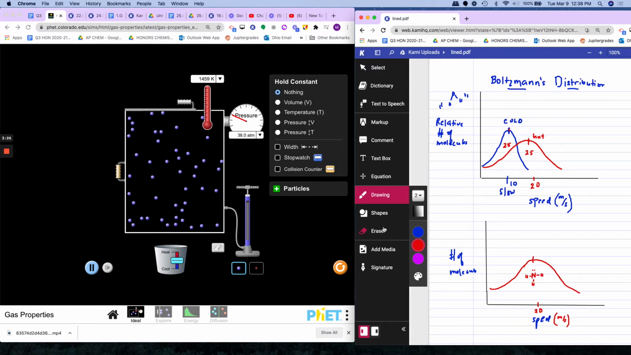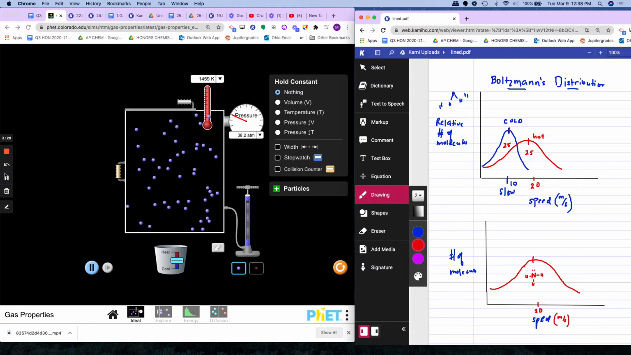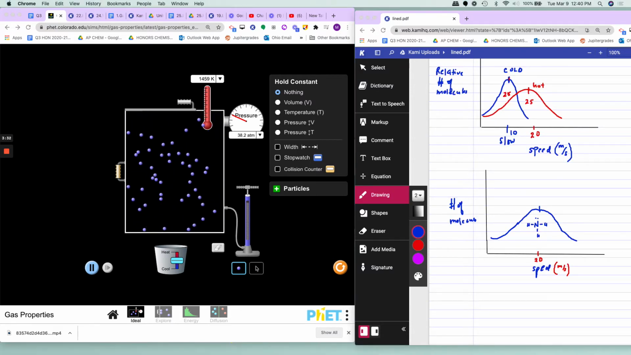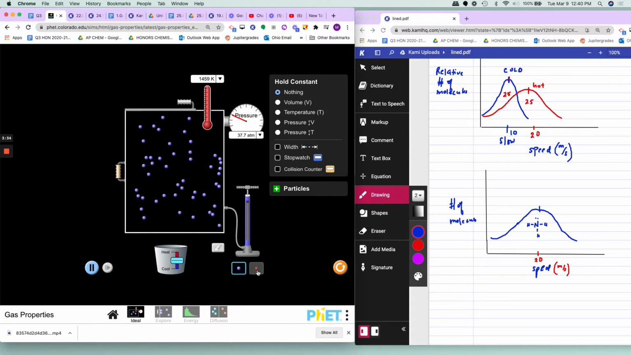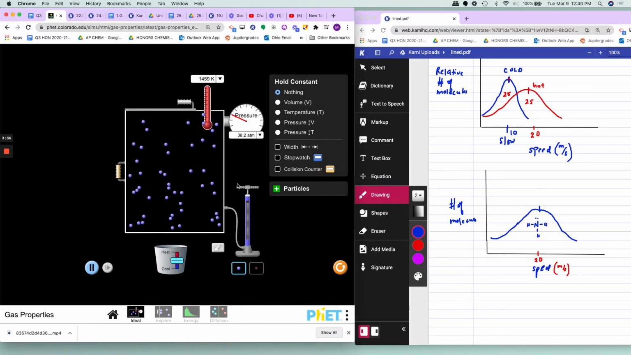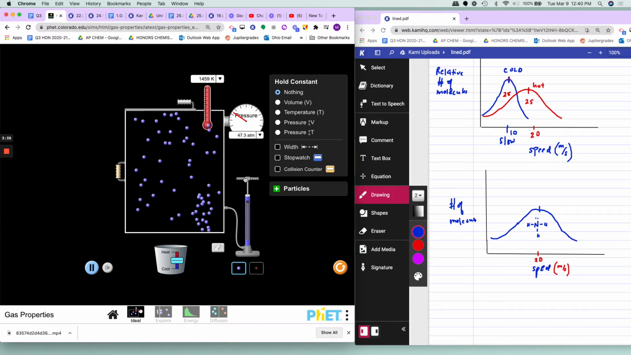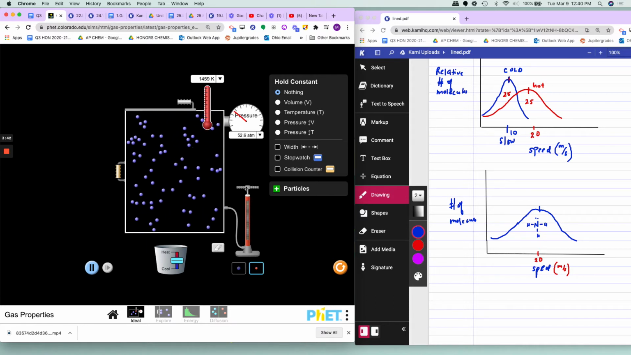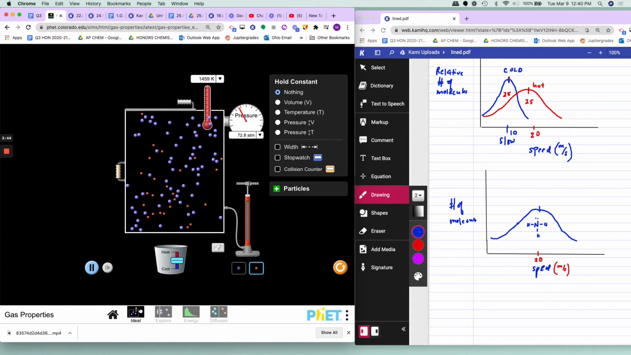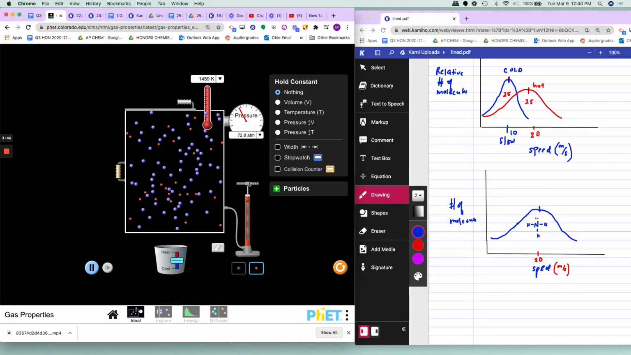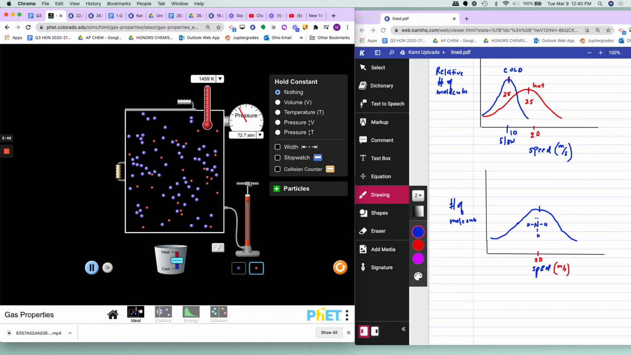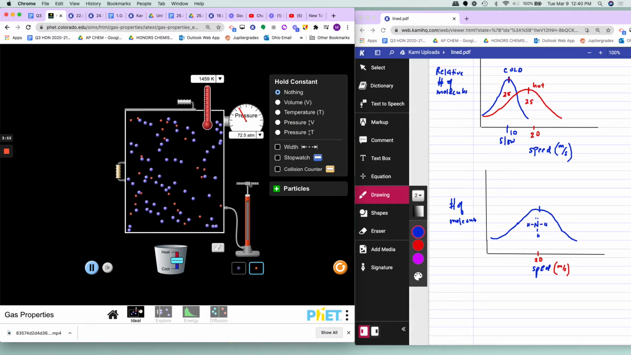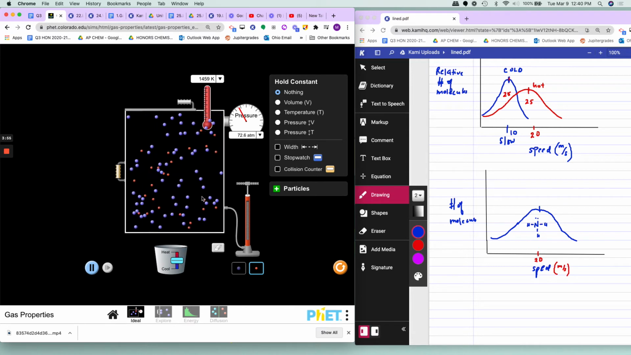And what I'm going to do next is add in some molecules. I'm going to add in the smaller molecules here. Oops, still blue. There you go. Okay, what do you notice about the speed of the smaller molecules? Yes, you can tell that they're moving faster.